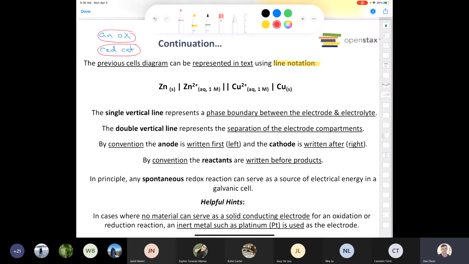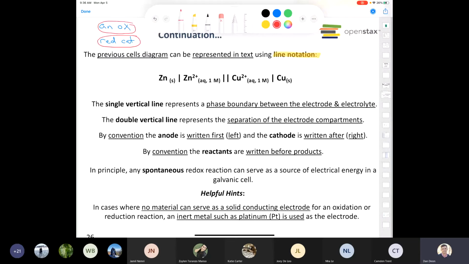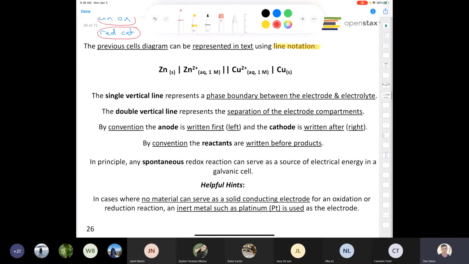So let's get back to the line notation, and I'm going to refer to an ox and red cat several times throughout today's lecture. Here we have that line notation representing that electrochemical cell.